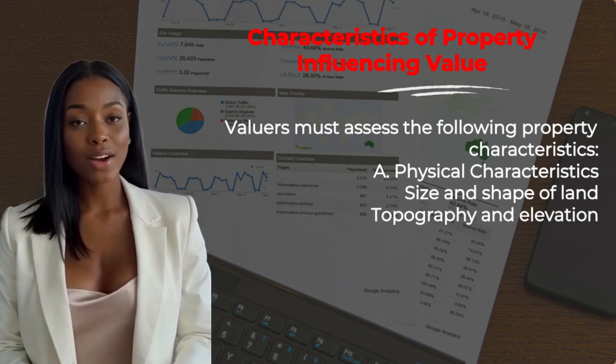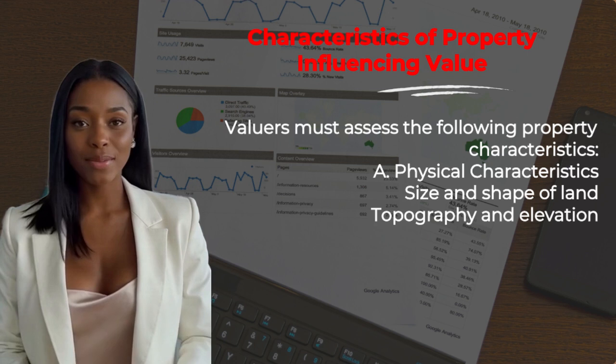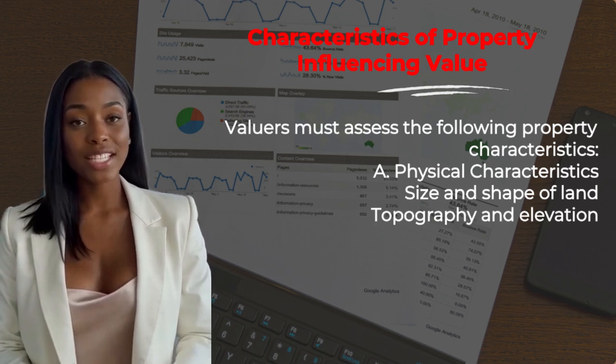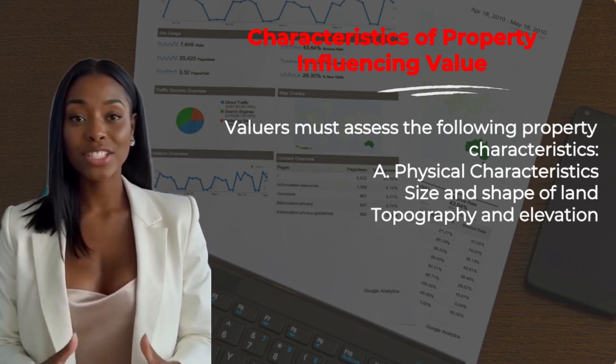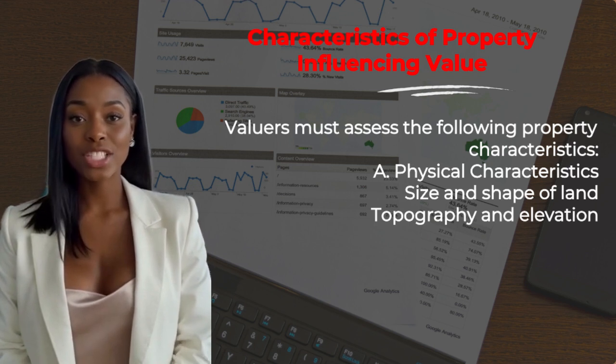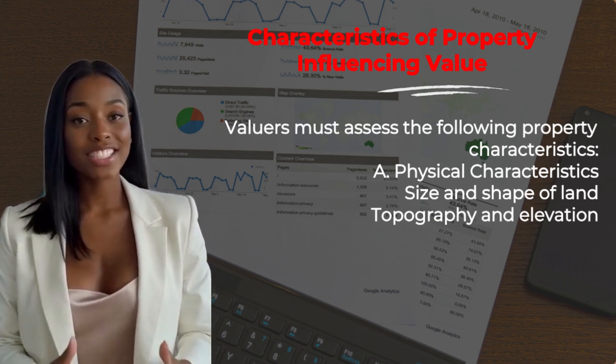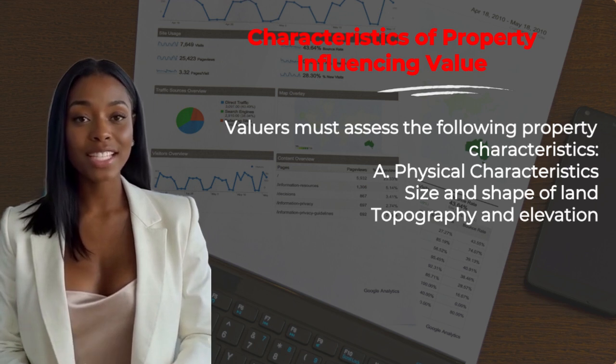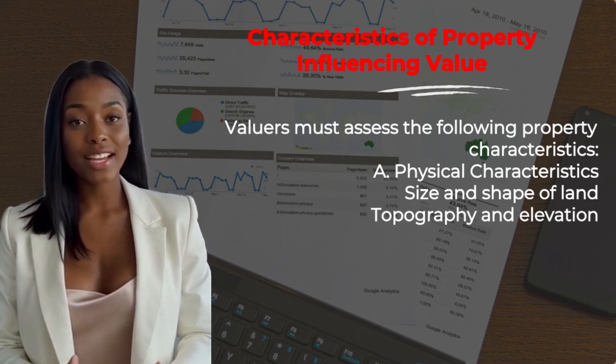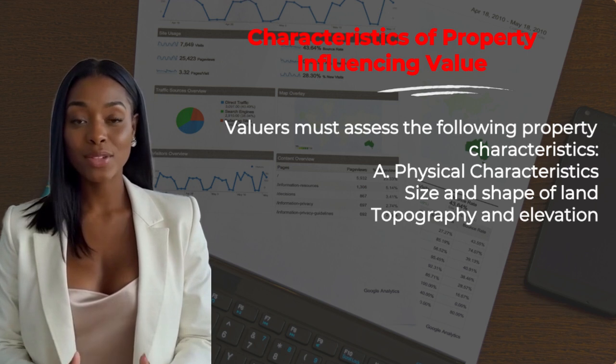B. Legal characteristics: ownership type, freehold, leasehold, customary tenure, easements or encumbrances, zoning and land use regulations, title documents and C of O, certificate of occupancy. Legal restrictions or defects may significantly reduce market value.